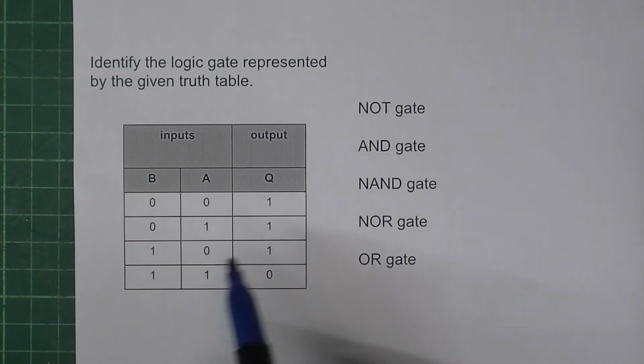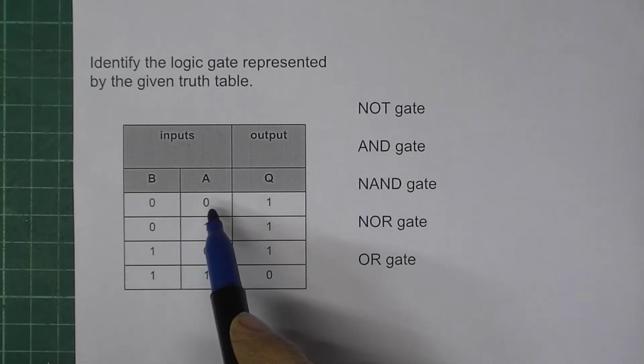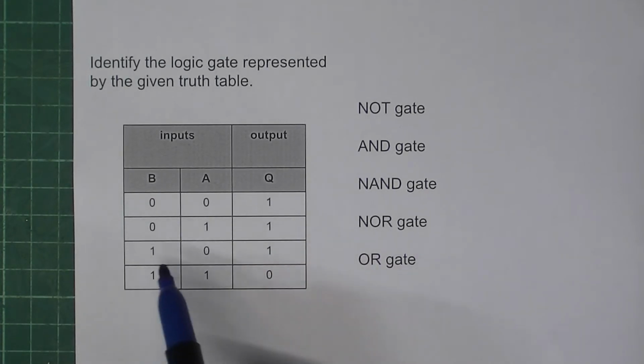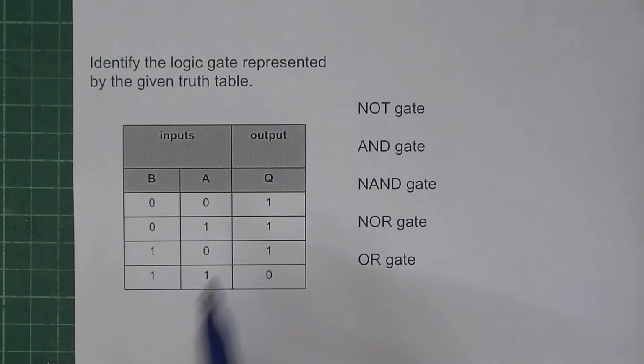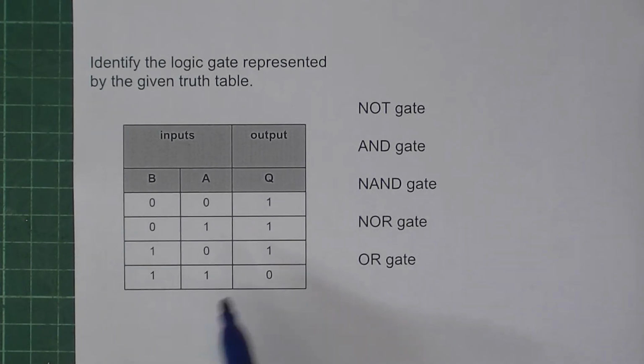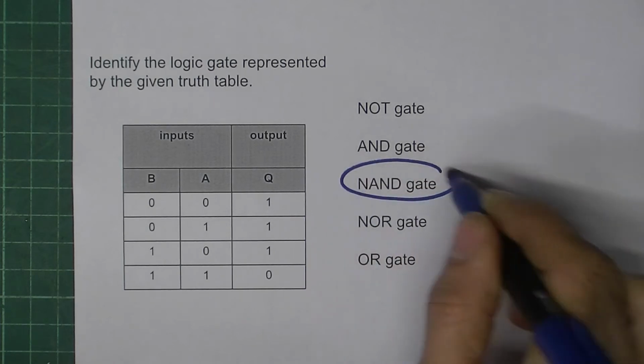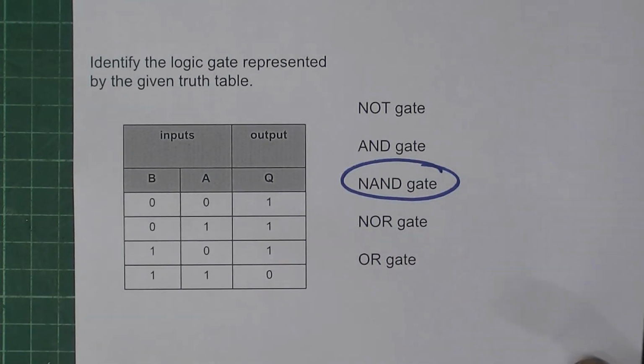Okay, what have we got now? Well, none of the inputs true, the output's true. Just one of the inputs true, the output's true. Just the other input is true, the output's true. But when they're both true, the output's false. In other words, it's the reversal of an AND gate. So it must be a NAND gate. We're getting there. Last one now, I think.